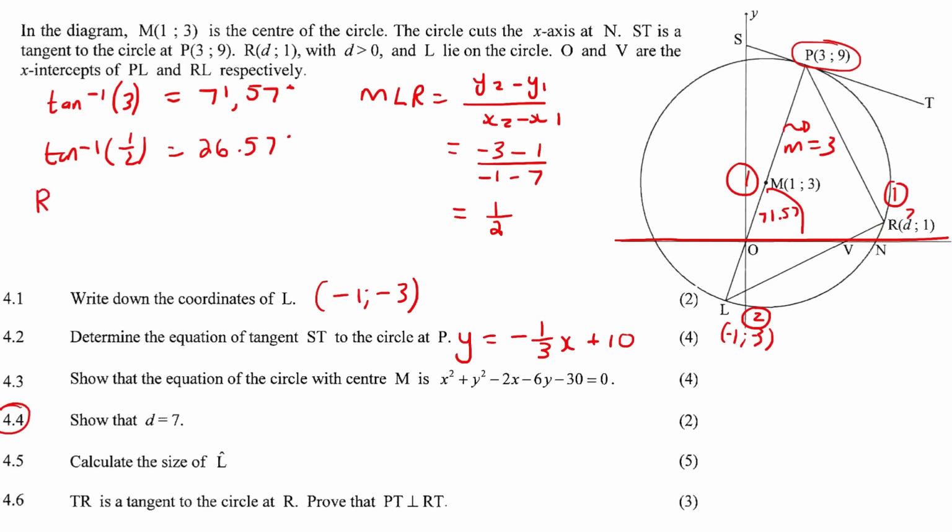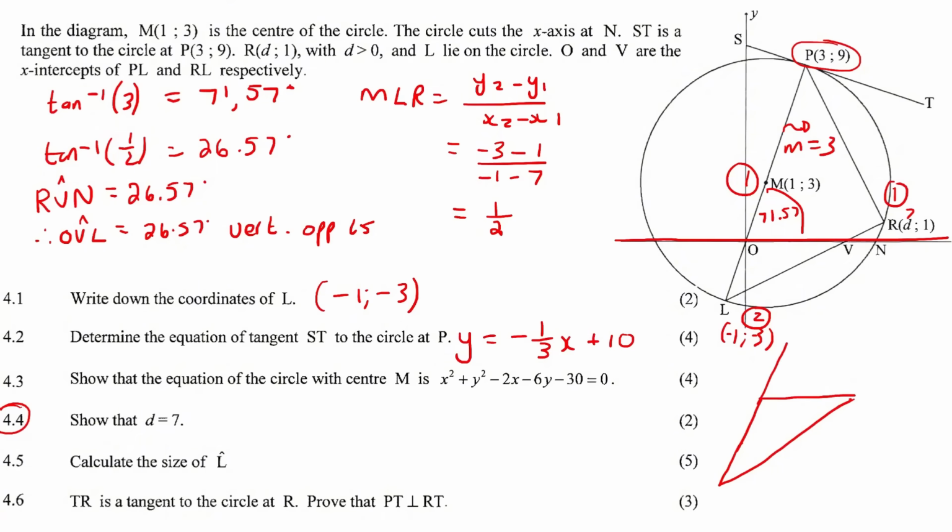So we can say that angle RVN is going to be 26.57. Then this angle, which is OVL, would also be 26.57 because they are vertically opposite, these two over here. Okay, so now we have a situation like this. We've got this triangle that looks something like this now, where we've got this angle on the outside, which is 71.57, and we've got this angle on the inside, which is 26.57.